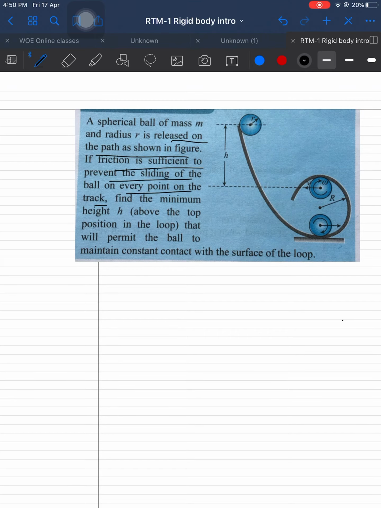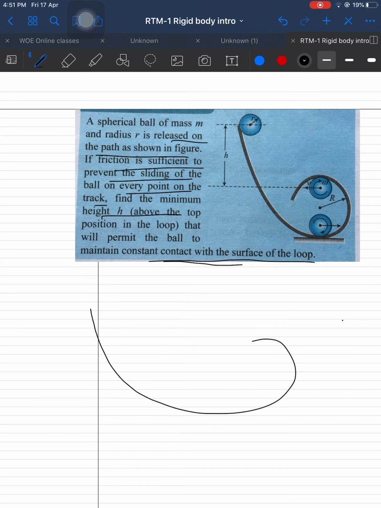If a body is rolling or not slipping, and friction is sufficient for not sliding, these cases remind us that the body is doing pure rolling. The height h is above the top so that it permits constant contact with the surface of the loop. We did this kind of problem in Newton's laws of motion, vertical circular motion. A body of mass m is released from height h. What will be the minimum height required?